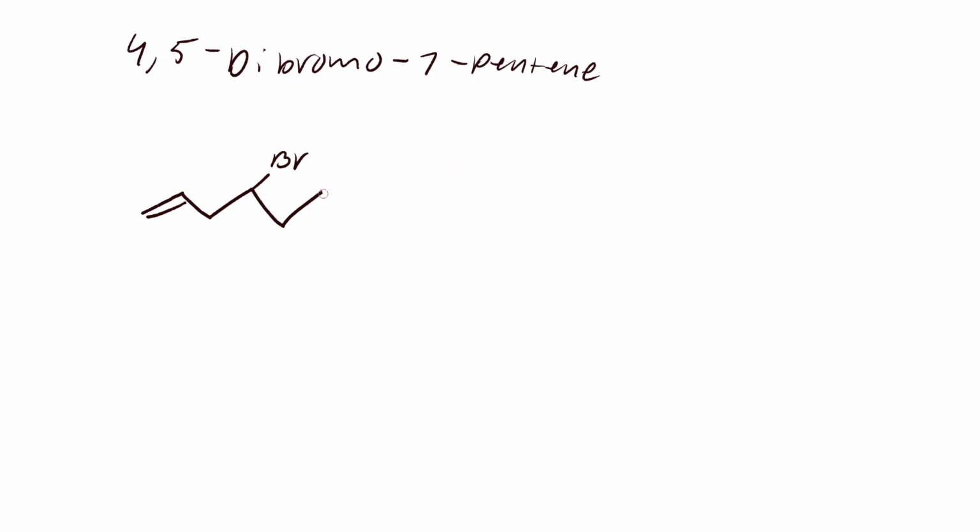So this is a hexene. Right? And this bromine occurs right here. So let's see, 1, 2, 3, 4, 5. There are 5 carbons, and the double bond occurs at carbon number 1. There are 2 bromine atoms, and they occur at carbon number 4 and 5. So 1, 2, 3, 4, and 5. And that looks pretty correct to me.